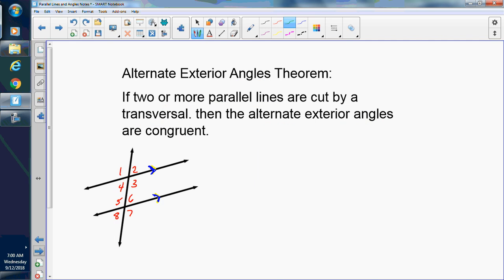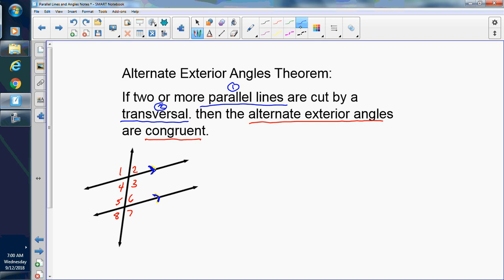The next statement, alternate exterior angles theorem. That means that this statement can be proven to be true. Again, it has two conditions. First condition, we have to have two parallel lines. And second condition, we have to have a transversal. If those two conditions are true, then we can say that the alternate exterior angles are congruent to each other.